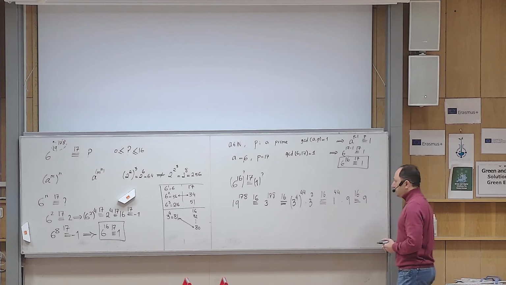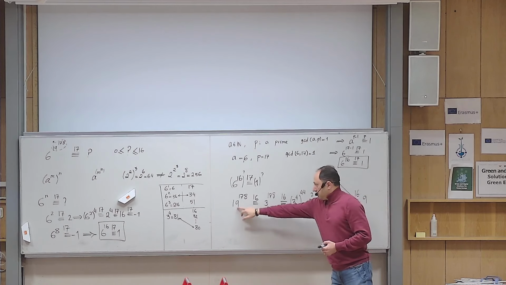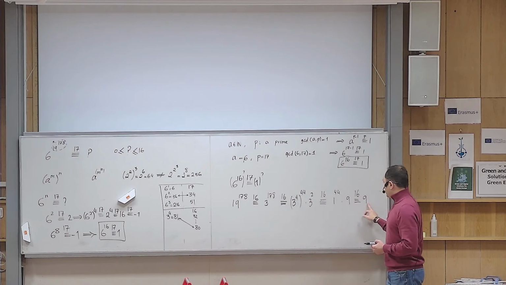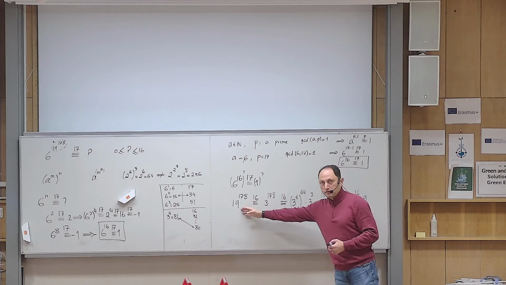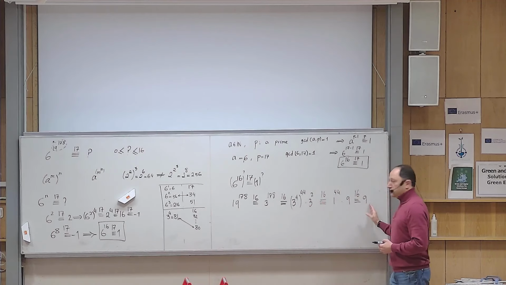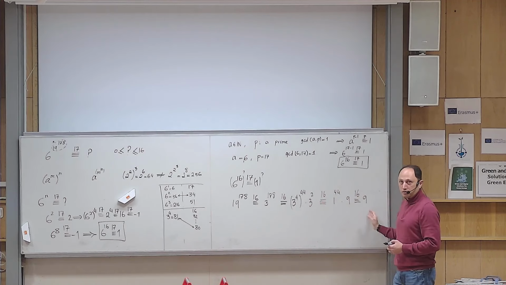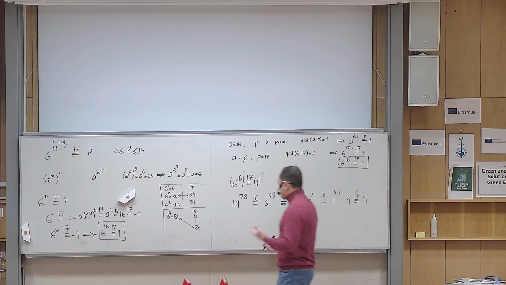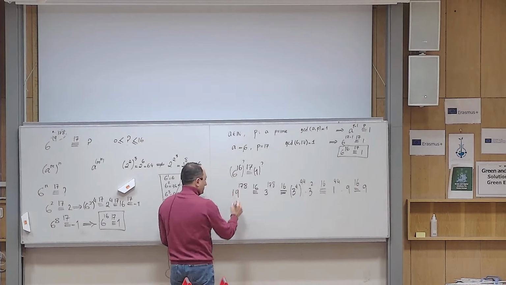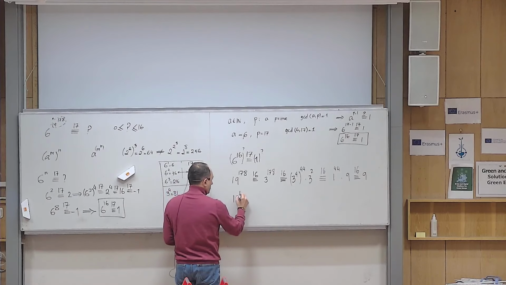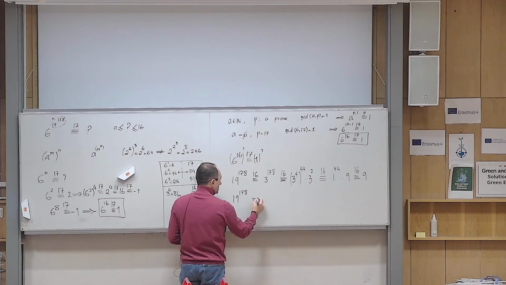Okay, so this means that this number is congruent to 9 modulo 16. What does it mean? It means that it is a multiple of 16 plus 9 because its remainder is 9. Okay, so let me explain it a little bit better for you. So here, I realize that 19 to the power of 178 is congruent to 9 modulo 16.